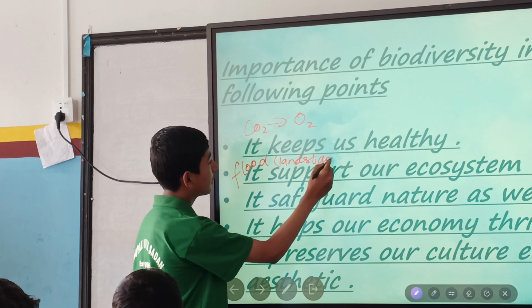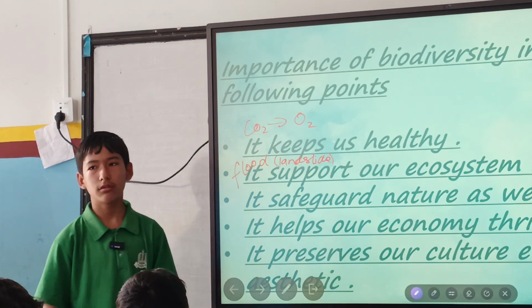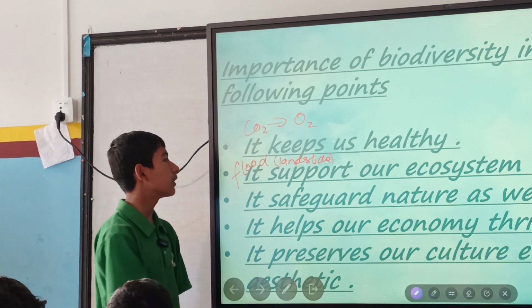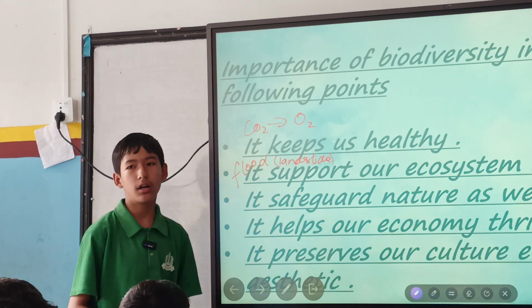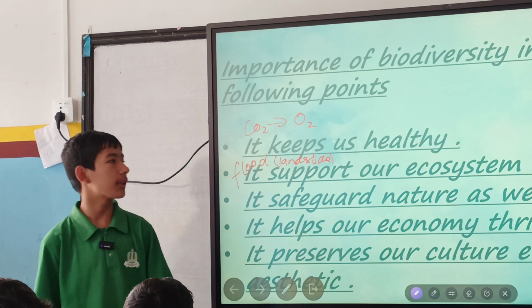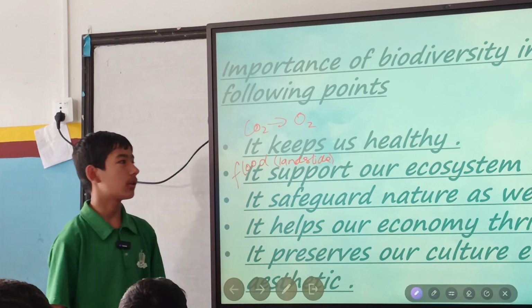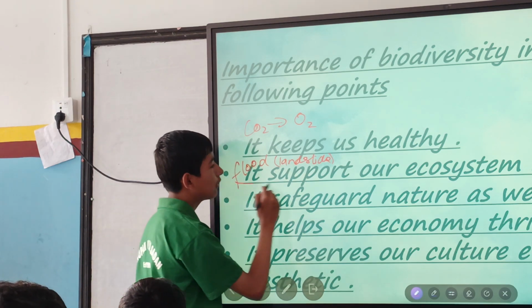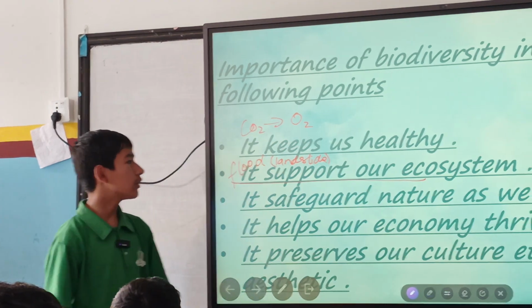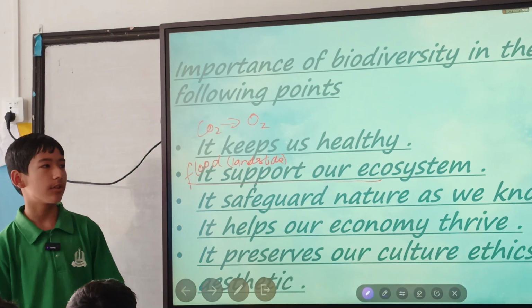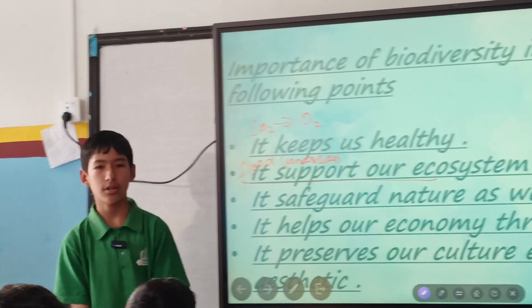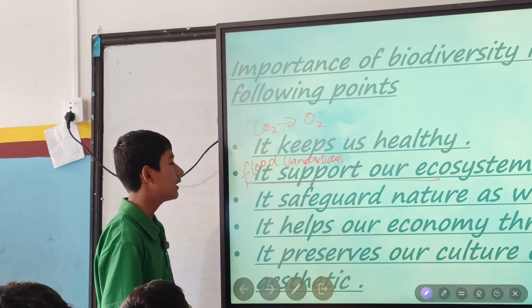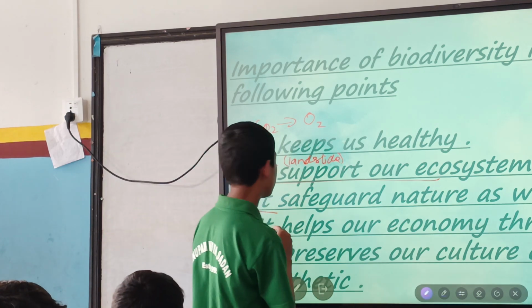It's all because of the deforestation that is happening nowadays, which causes climate change and global warming. So if we keep cutting these trees like we are doing nowadays, then in some years there might not be any existence of human beings on Earth. It supports our ecosystem. It's true, the ecosystem is run by biodiversity. If the organisms living in our surroundings keep decreasing, then the ecosystem in our surroundings will also die. It safeguards nature as we know it.